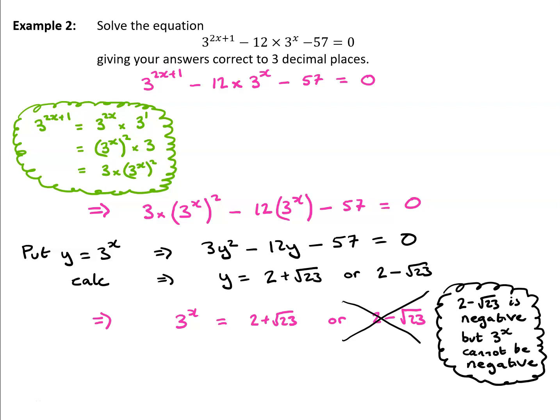So the solution of the equation is given by 3^x = 2 + √23. I can then deduce that x = log to base 3 of (2 + √23), which is approximately 1.744. If your calculator doesn't have a log to any base on it, then we can solve 3^x = 2 + √23 by simply taking logs to base 10 on each side. If you can't remember that, go back and look at the previous video.